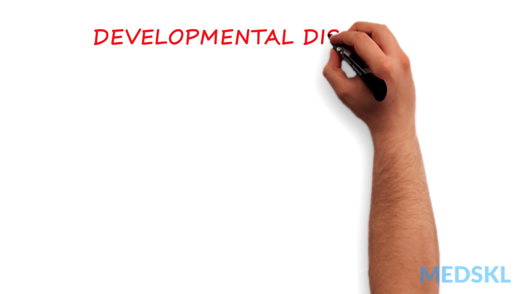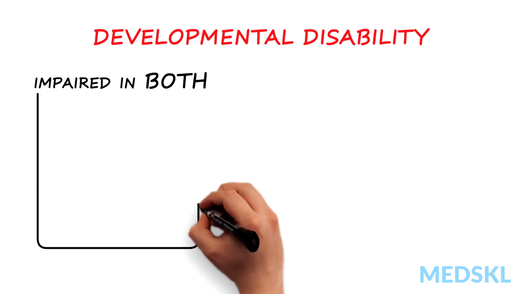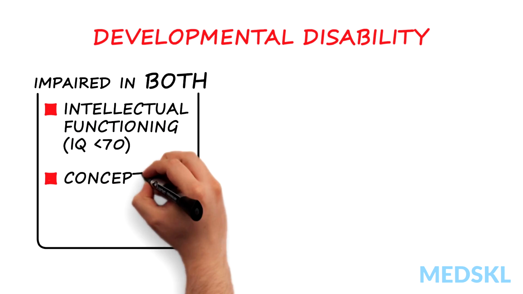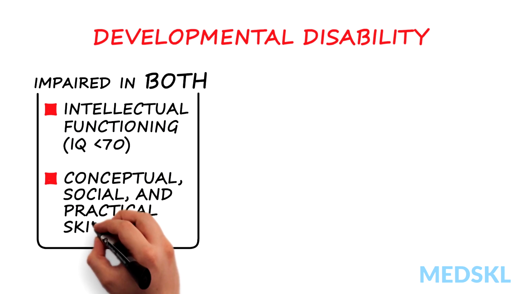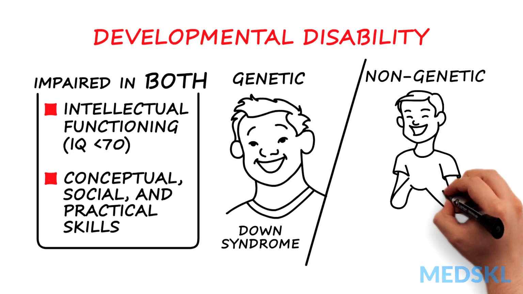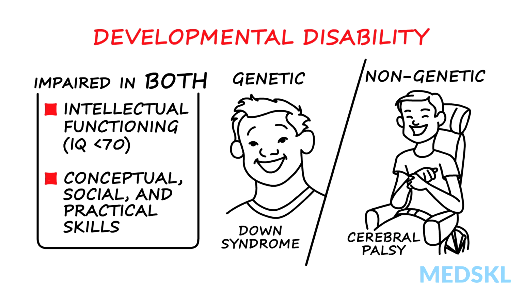Developmental disability is defined as impaired intellectual functioning with an IQ less than 70, along with a lack of conceptual, social, and practical skills. There are genetic as well as non-genetic causes that lead to developmental disability. Most individuals are diagnosed in childhood, particularly when the clinical diagnosis is obvious.